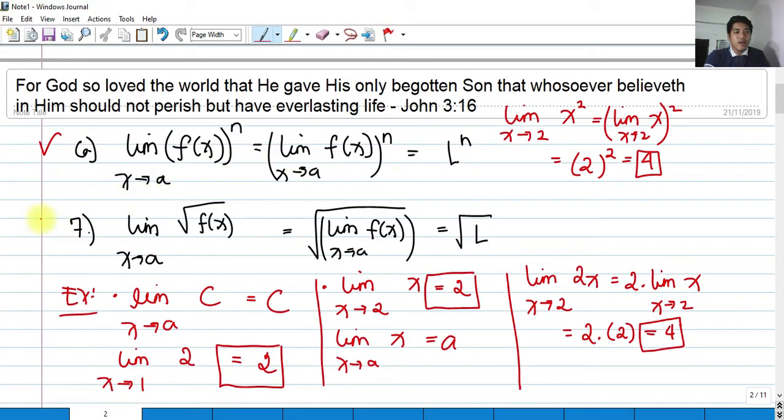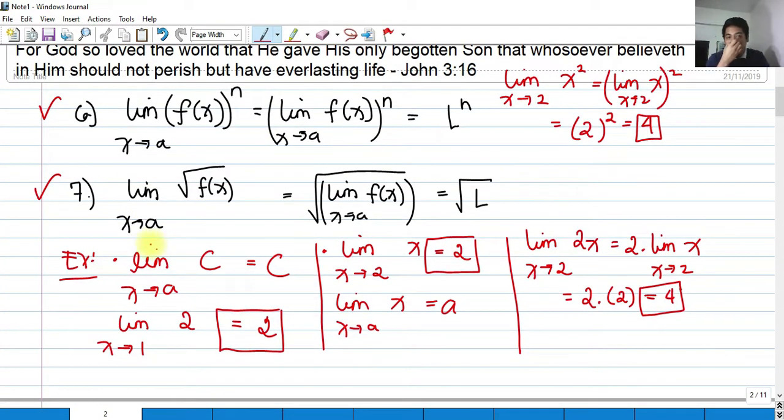Lastly, for our number 7 property, the limit of the square root of f of x as x approaches a is simply equal to the square root of the quantity limit of f of x as x approaches a, which is the square root of L, where L is the result of the limit.